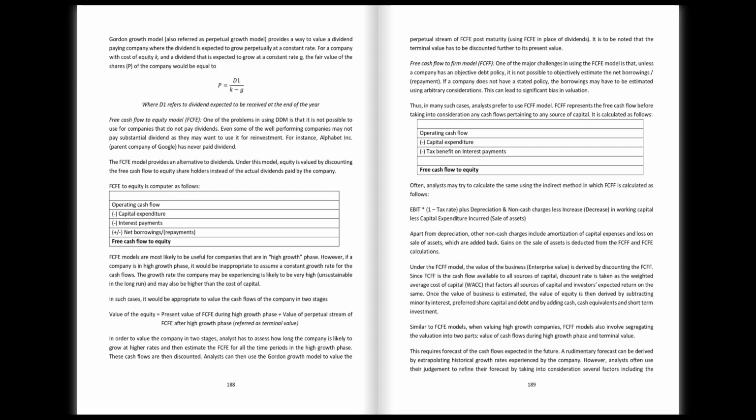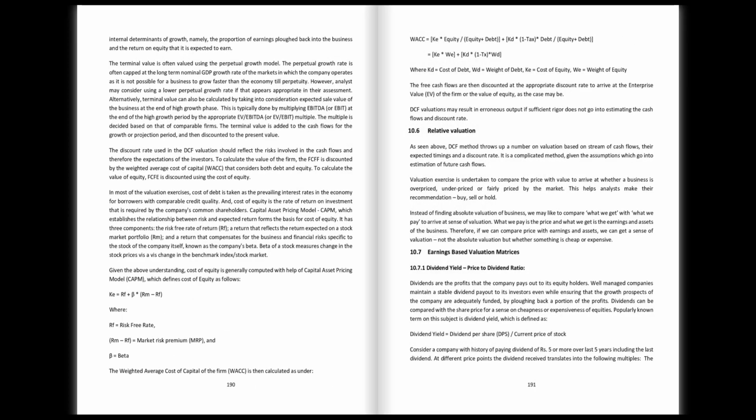A rudimentary forecast can be derived by extrapolating historical growth rates experienced by the company. However, analysts often use their judgment to refine their forecast by taking into consideration several factors, including the internal determinants of growth, namely, the proportion of earnings plowed back into the business and the return on equity that it is expected to earn. The terminal value is often valued using the perpetual growth model.